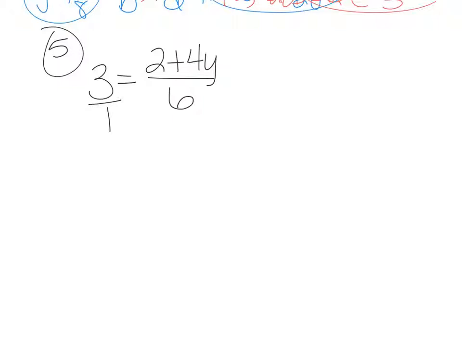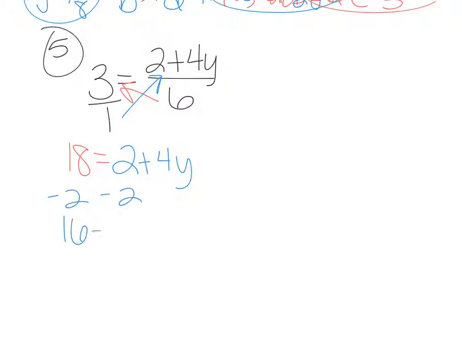And then using caution when multiplying up and across, 6 times 3 is 18. And then when I take 1 times 2 plus 4y, I know I'm supposed to take 1 times that entire quantity. But if you multiply anything in the entire world by 1, is it going to change anything? No, it's just going to stay 2 plus 4y. And then a 2-step equation, so subtract 2 from both sides. So 16 equals 4y. Divide both sides by 4. So y equals 4.